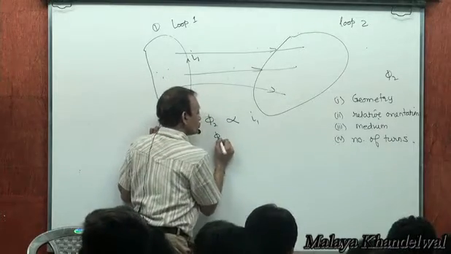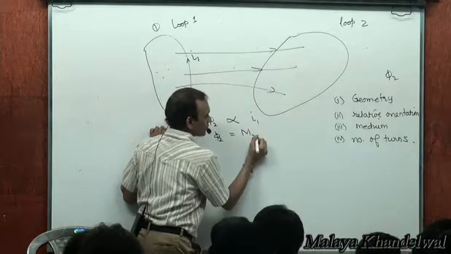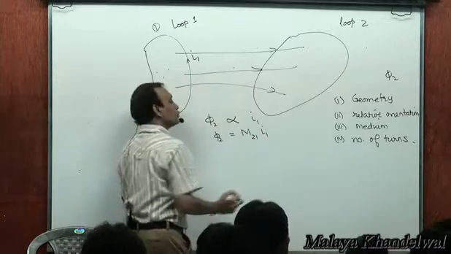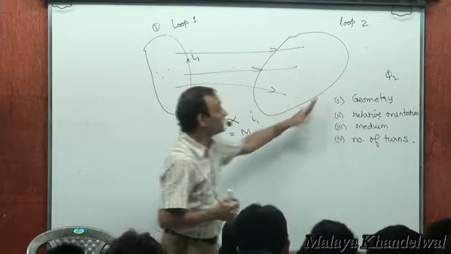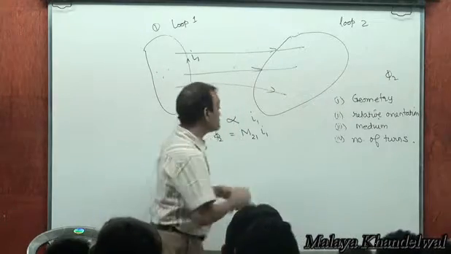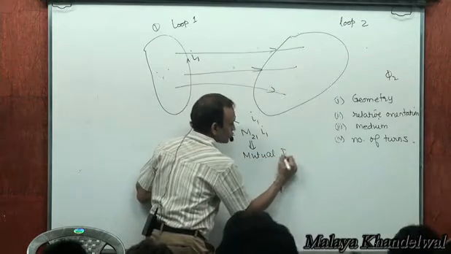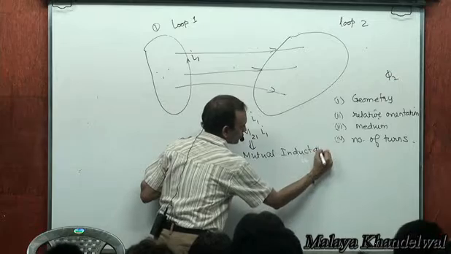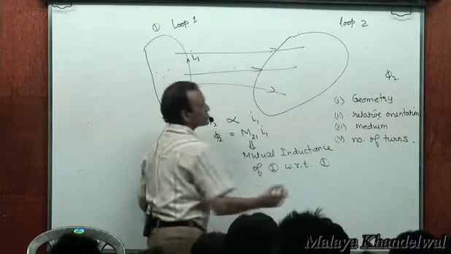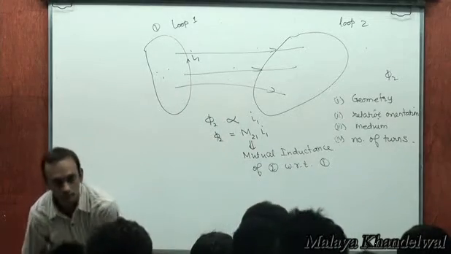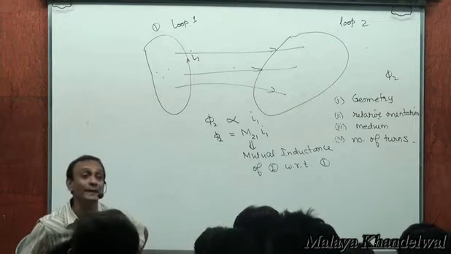Now flux through loop 2 would be, say, a constant M21 times I1. This constant M21 will depend on these factors, and is called the coefficient of mutual inductance of 2 with respect to 1. Mutual inductance of 2 with respect to 1. Right? It's called the coefficient of mutual inductance of 2 with respect to 1.